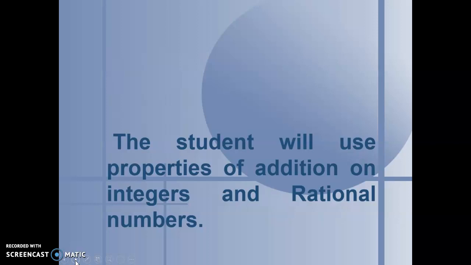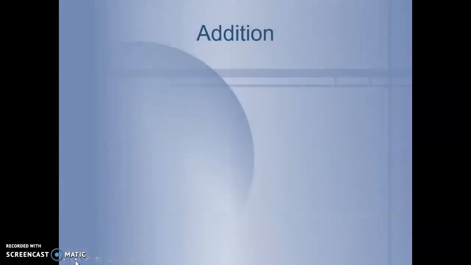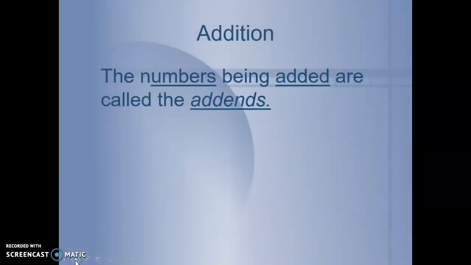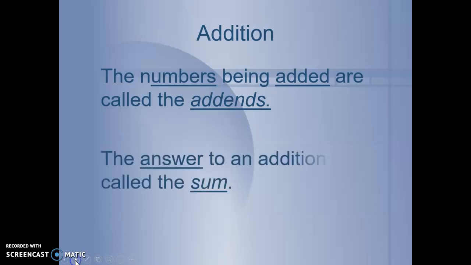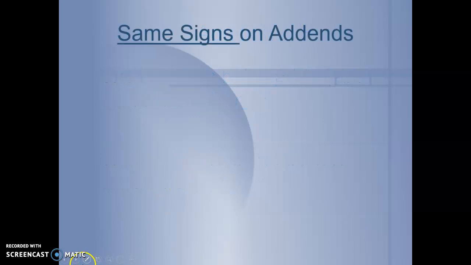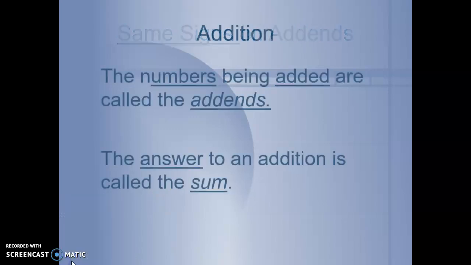Our objective for today is that you, the student, will use the properties of addition on integers and rational numbers. So let's take a look at addition. In addition, the numbers being added are called the addends. And the answer to an addition problem is called the sum. In the addition problem 3 plus 4, 3 and 4 are our addends, and our sum is 7.